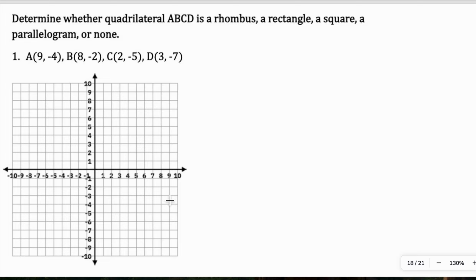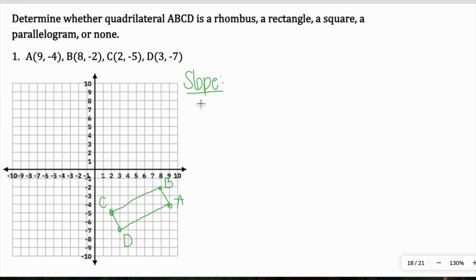So 9, -4 is going to be letter A. B is going to be 8, -2. C is 2, -5. And D is 3, -7. Okay, and then we're going to just connect all those. Something I look at first is I'm going to think about what my slope is.